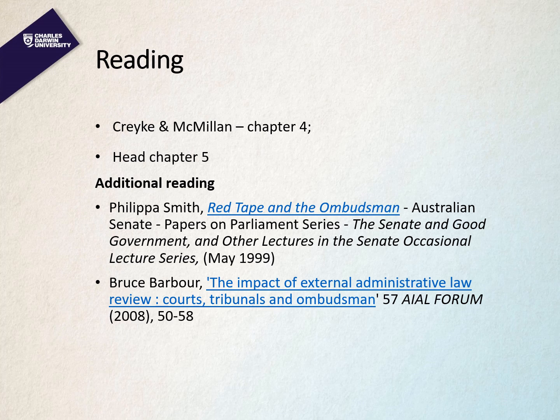Now the readings for this topic, as you can see, are Creyke and McMillan chapter 4 and your shorter textbook chapter 5. Additional reading, as you can see, by Philippa Smith and Bruce Barber. The Bruce Barber one is a useful one to read because it's an overview, if you will, of administrative law, with particular emphasis on the ombudsman, but also on merits review tribunals and juxtaposing the latter against the role of courts. So it's a useful article for you to read at this stage of your studies to start to put all of this stuff together.